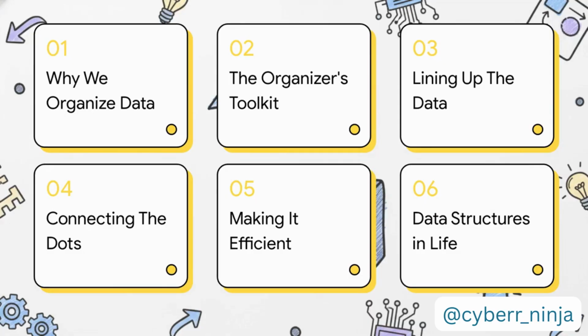So here's the game plan for this explainer. First, we'll get into why we even need to organize data in the first place. Then we'll check out the toolkit programmers use to get the job done. We're going to explore two main strategies. One is about lining data up, and the other is about connecting the dots. We'll also touch on how to make it all run smoothly, and then for the big finish, we'll show you where these hidden structures are hiding in your everyday life.